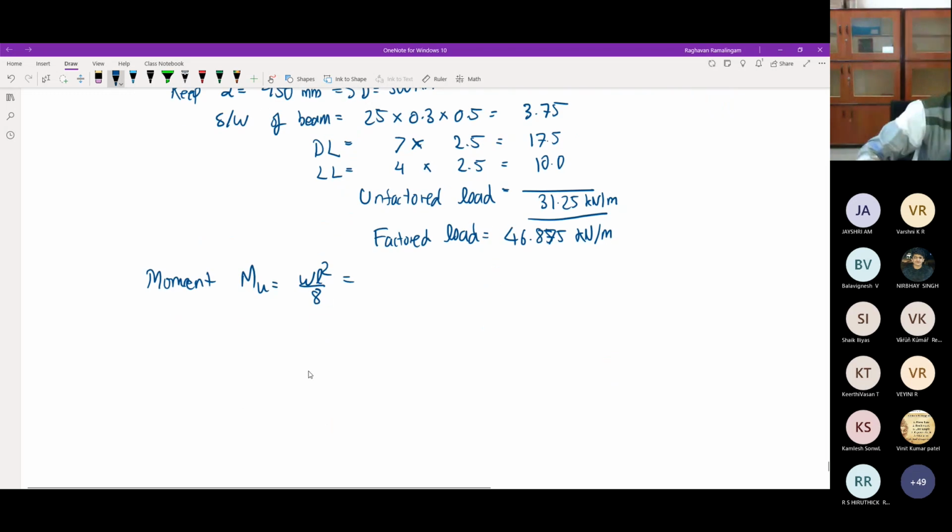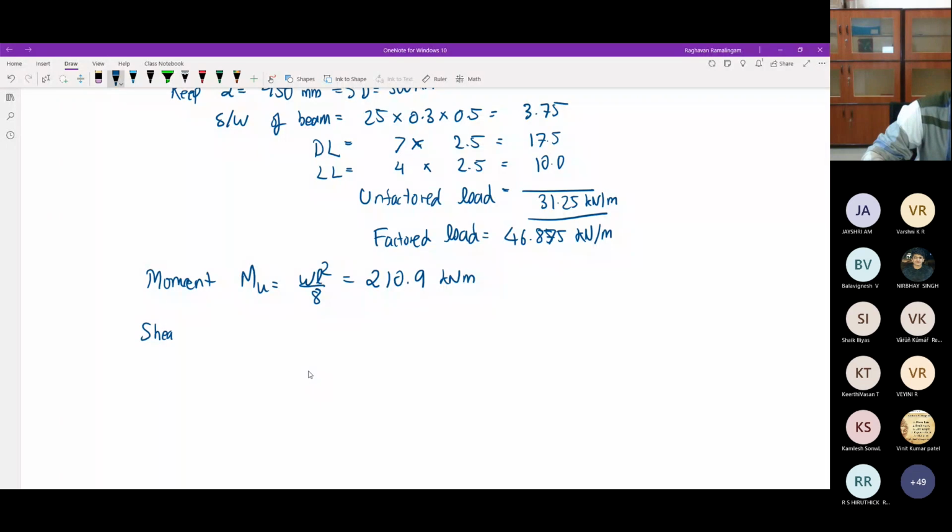Okay, so 46.875, everything is in kilonewton and meters, so 46.875 into 6 square by 8, how much? 210.9375, okay, fine. So this is the moment, Mu, caused only by the load.